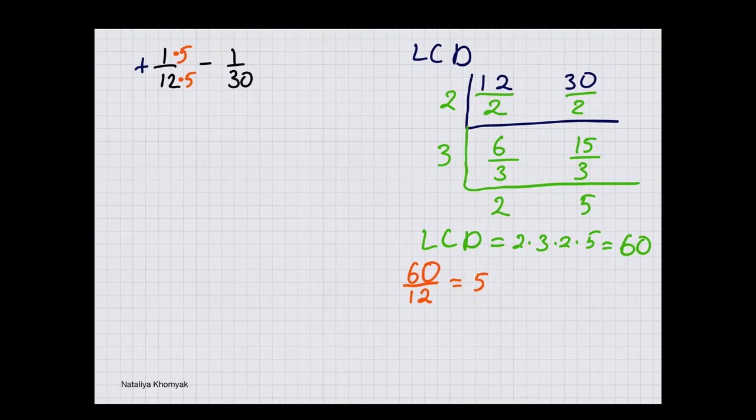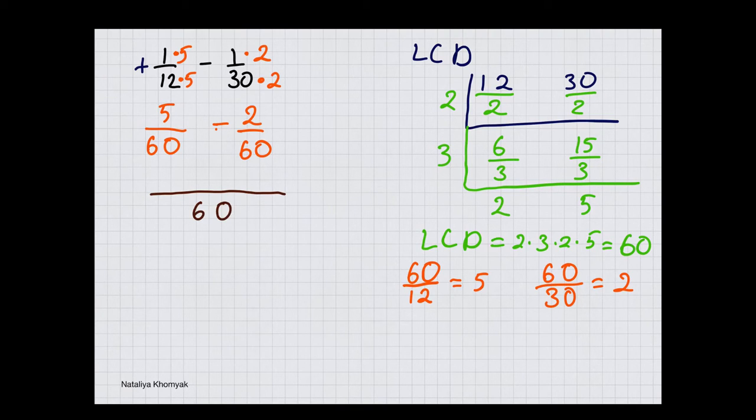And the other fraction is out of 30, so you want to divide 60 by 30. 30 goes into 60 2 times. So 30 times 2, 1 times 2. Now we have 5 out of 60 minus 2 out of 60. Bring everything under the common denominator, 60. Copy the numerators. So we have 5 minus 2. The difference is positive 3 out of 60.